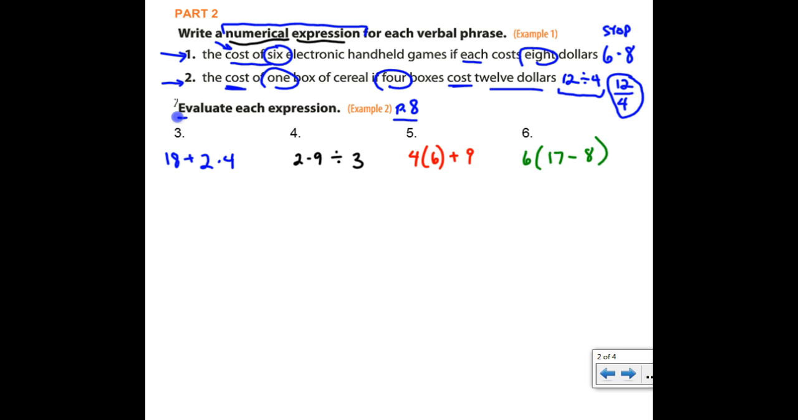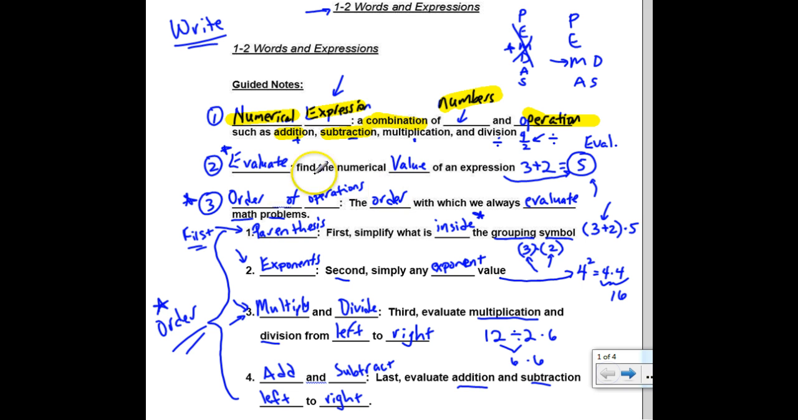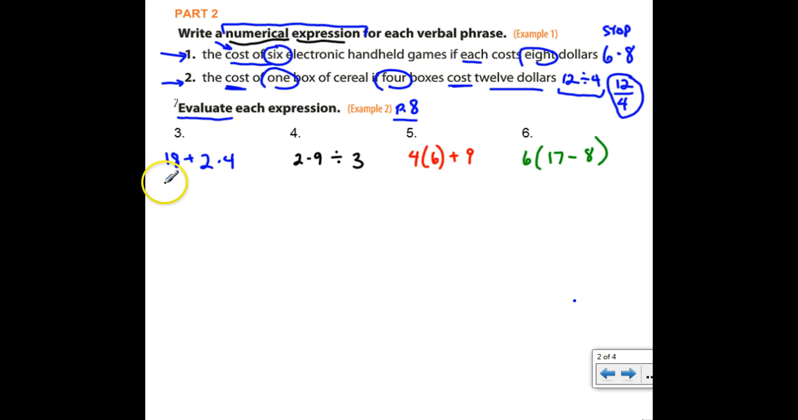So this is asking you to evaluate. So they want you to turn this into one number. If you look back in your notes, right here, we're going to turn that into one number like I did with that 5, and we're going to make sure that we use the order of operations. Okay, well, let's look at number 3. It says 18 plus 2 times 4. Well, the order of operations says that we multiply before we add. So we would go 2 times 4 is 8 plus 18. And then we would take 18 plus 8 and say that's 26.